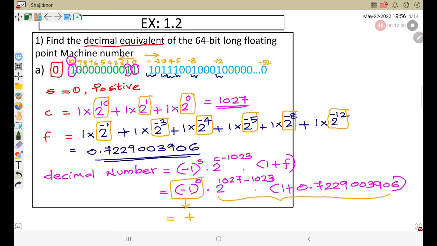Okay, so we will get the answer 27.56640625. This is the decimal number representing that 64-bit machine number. I hope you understood this question. Okay, so we will practice more questions. We will go to the next question now.